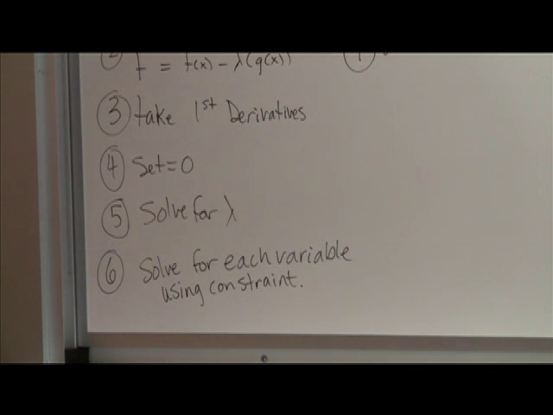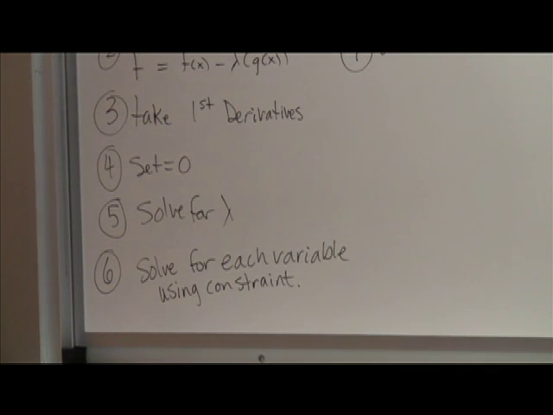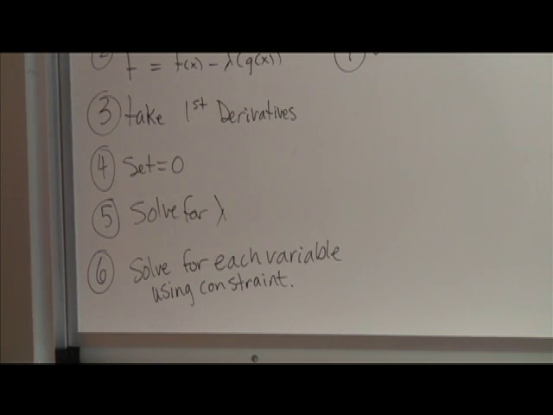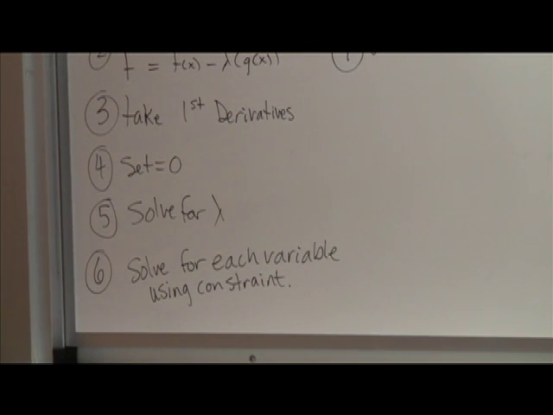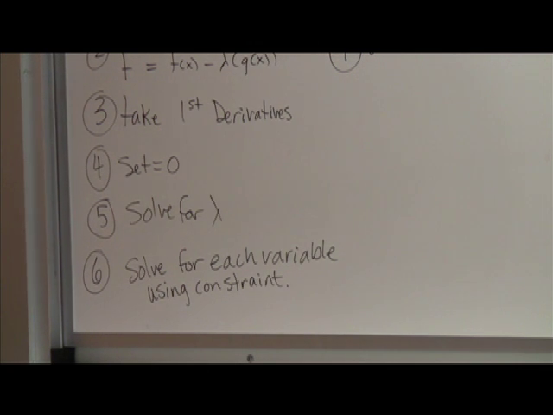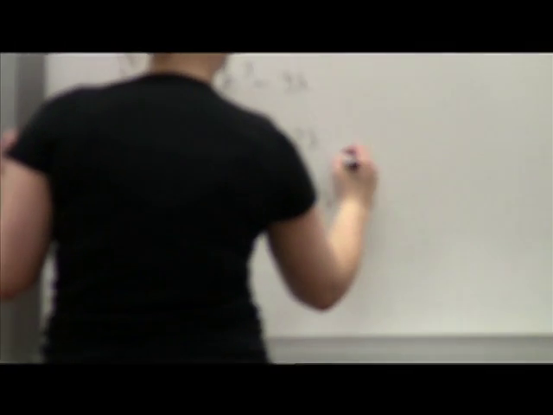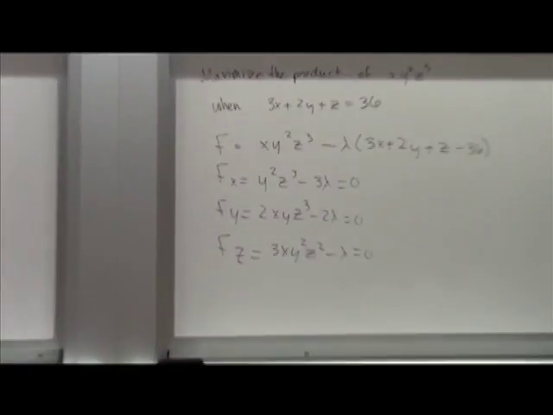Okay, we need to take all of our first order derivatives. Fx equals y squared z cubed minus 3 lambda. Fy equals 2xy z cubed minus 2 lambda. Fz equals 3xy squared z squared minus lambda. Each equals 0. Move out of the way so you can see.